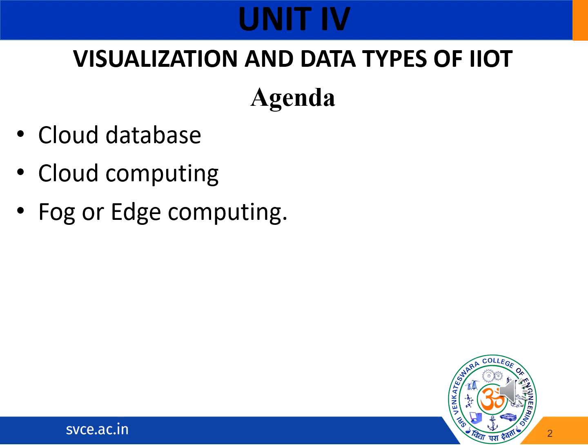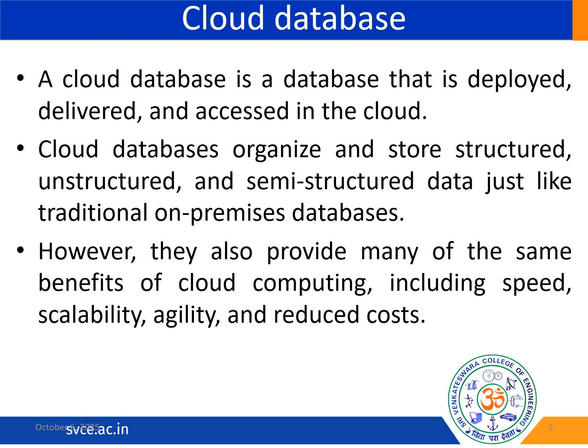So here in this part we'll be discussing cloud database, cloud computing, fog or edge computing. First we'll see what is meant by cloud database. Basically, a cloud database is a database that is deployed and delivered and can be accessed in the cloud. You would have used so many types of cloud databases. These cloud databases organize and store structured, unstructured and semi-structured data just like traditional on-premises databases.